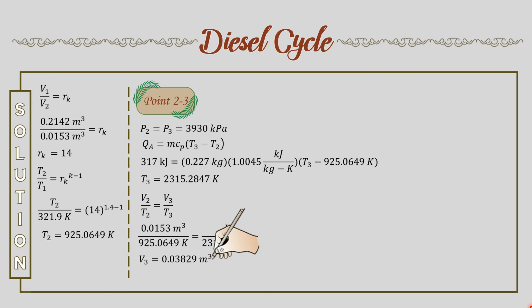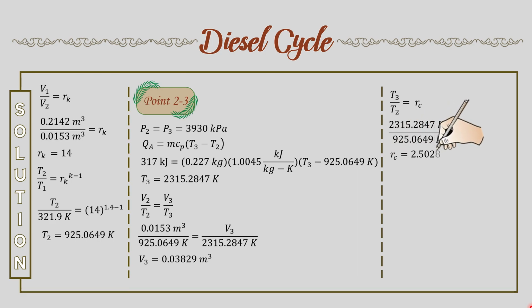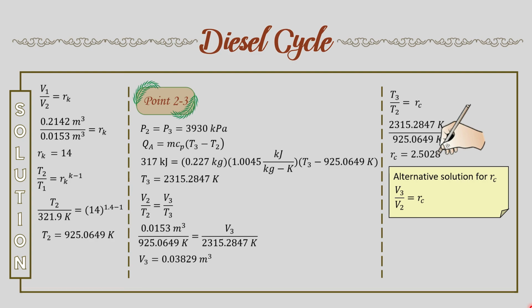And for RC, we can use T3 over T2 is equal to RC. So, 2315.2847 Kelvin over 925.0649 Kelvin is equal to RC. And the answer is RC is equal to 2.5028. Again, always remember that we have alternative solutions for every unknown. So go ahead and try to solve for RC using V3 over V2, since V2 over T2 is equal to V3 over T3 once again. Pause this video if you'd like and try to solve it.